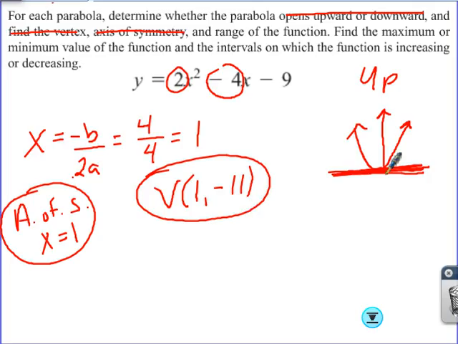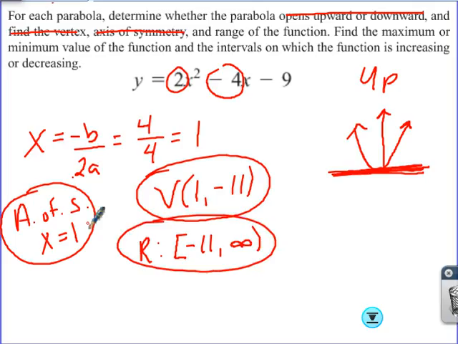The vertex is the lowest point, and I see where you got that negative 9, but that's going to be something different, actually. Negative 11 is the lowest point on your graph, so my range is all the values from, including, because that vertex is on your parabola, negative 11 up to positive infinity. That's the range. Done.